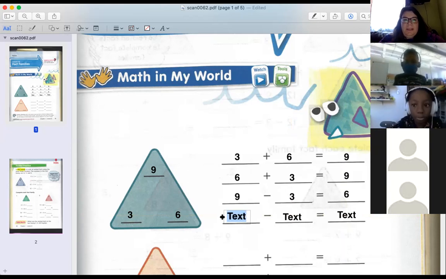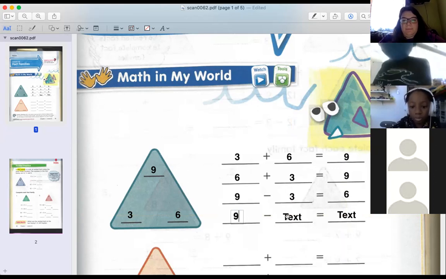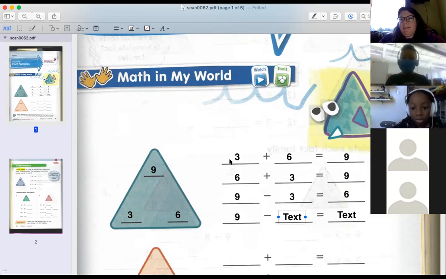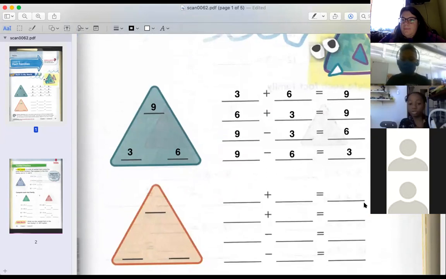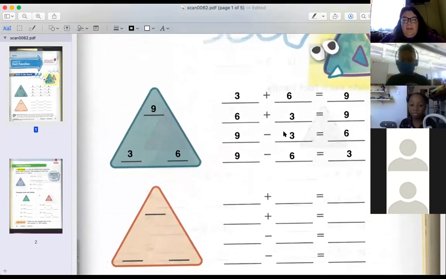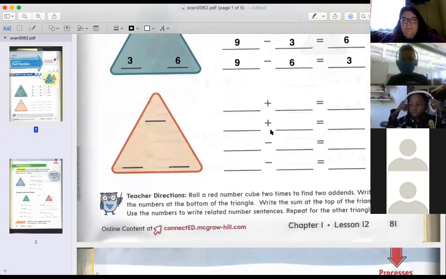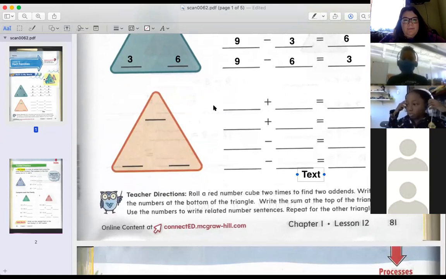So we start with the biggest number. When we subtract, we've got 9 minus what? 3. We already did 9 minus 3. 6. 9 minus 6 equals 3, right? So there we go. There's our fact family. Ta-da! Okay, so that's all we're doing.